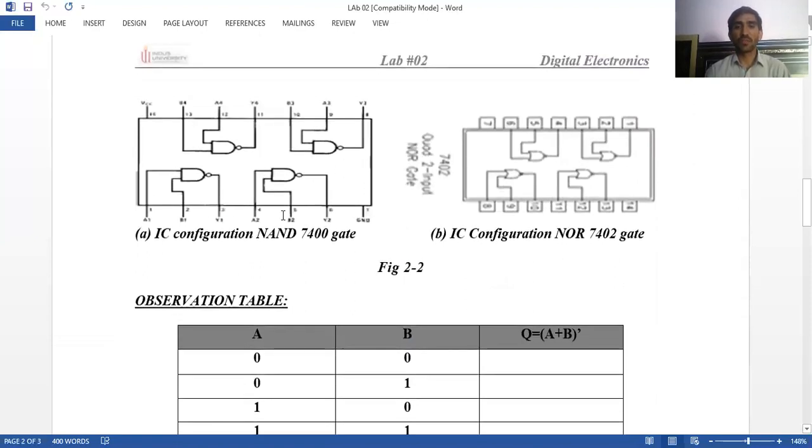This one is the IC configuration for the NAND gate, which stands for LS00. This one is the IC configuration for the NOR gate. Four NOR gates are used in the IC configuration, and four NAND gates are used, starting from 14 pins: 1, 2, up to 14. Pin 7 is connected to ground, and pin 14 is connected to VCC. Also for the NOR gate, pin 7 is connected with ground and pin 14 is connected with VCC.